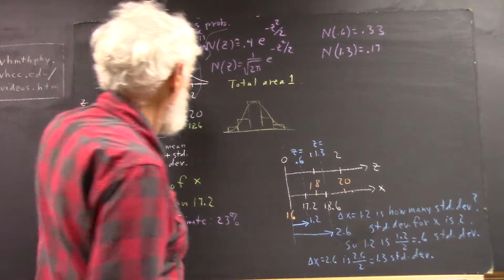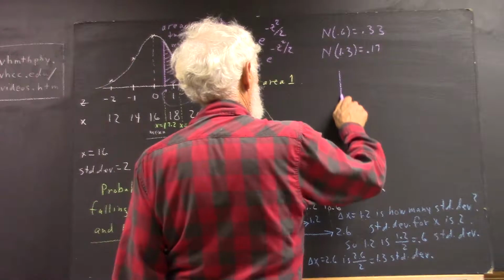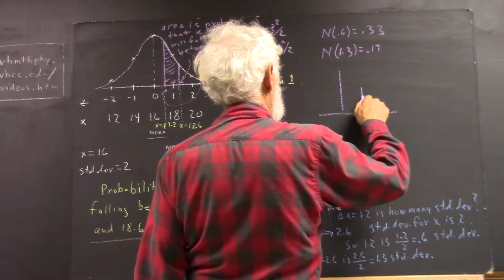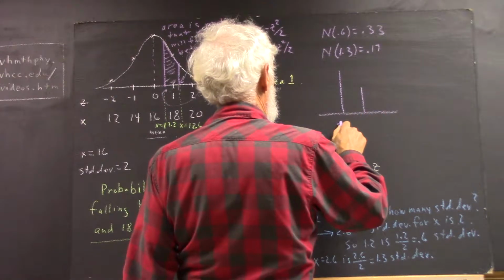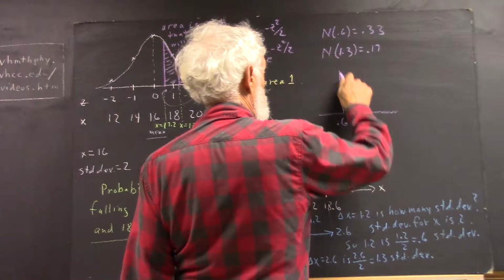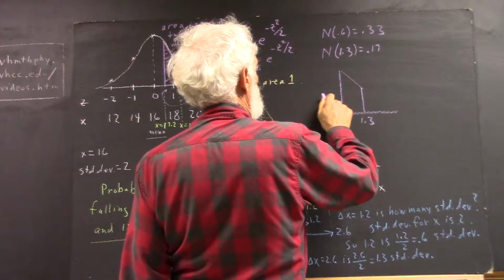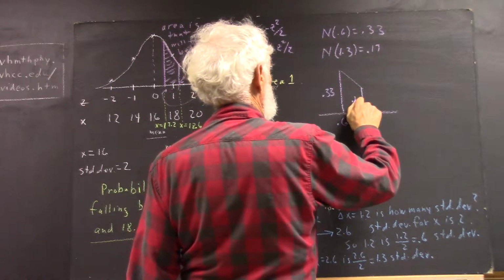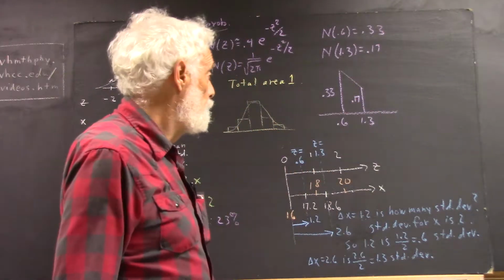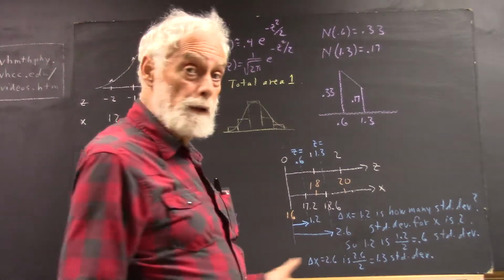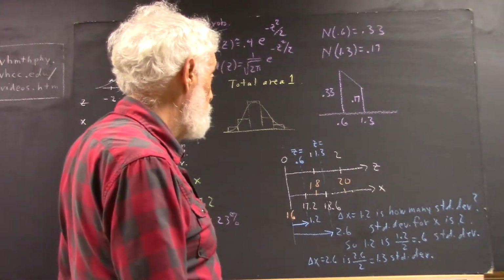Your trapezoid here then extends from z equals 0.6 to z equals 1.3. Its altitudes are graph altitudes. They're actually bases. But its graph altitudes are 0.33 and 0.17. So we can easily calculate any characteristic of the trapezoid we like.